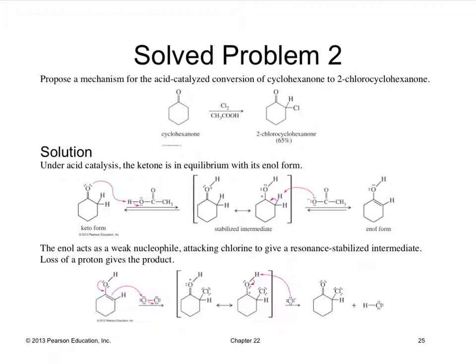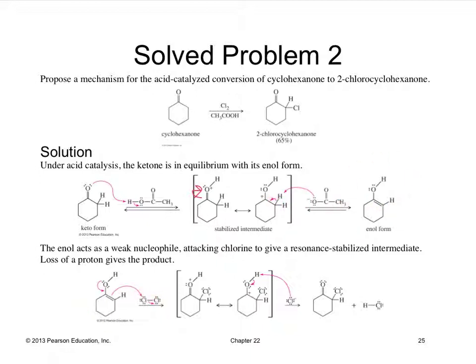Propose a mechanism for the acid catalyzed conversion of cyclohexanone to 2-chlorocyclohexanone, shown here. So first step is it's going to protonate. Once it protonates, you can then form the resonance structure, shown here, where your electrons then go to the oxygen and you form that carbocation. Once that forms, your base will then come, deprotonate, electrons will go and form the enol.